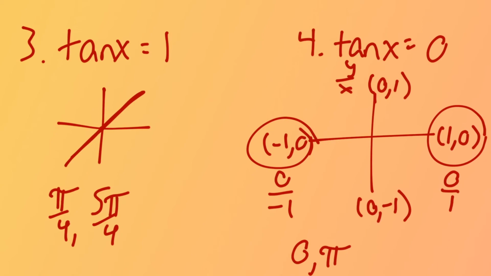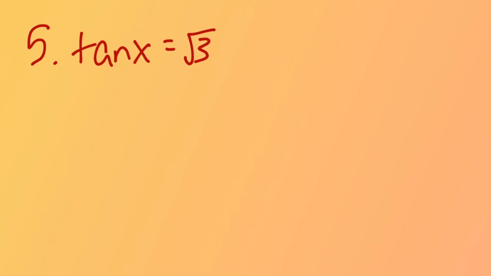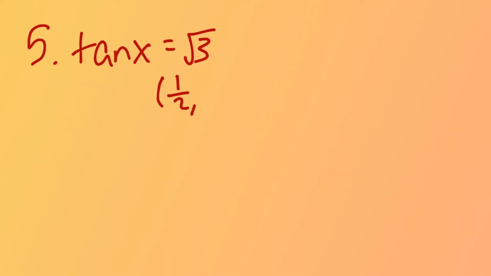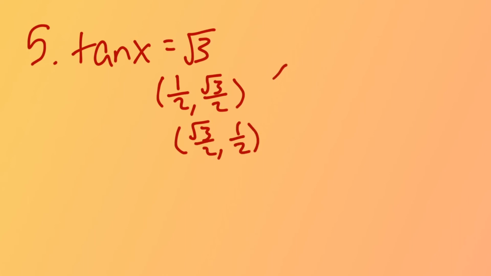And finally, we have tangent of x equals radical 3. This one, I know it's going to involve either the 1/2 radical 3 over 2 or the radical 3 over 2 1/2 because I see a radical 3. And until you have this memorized, I would just guess and check. So it could either be 1/2 radical 3 over 2 before looking at negatives or radical 3 over 2 1/2. I'm going to start with that one.